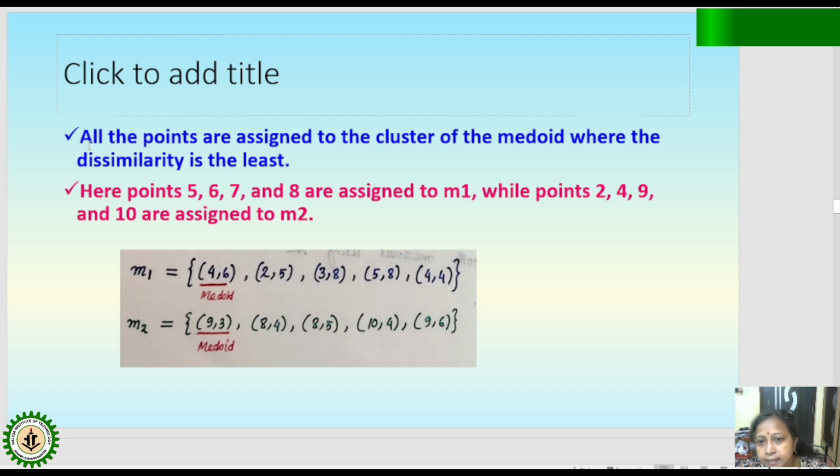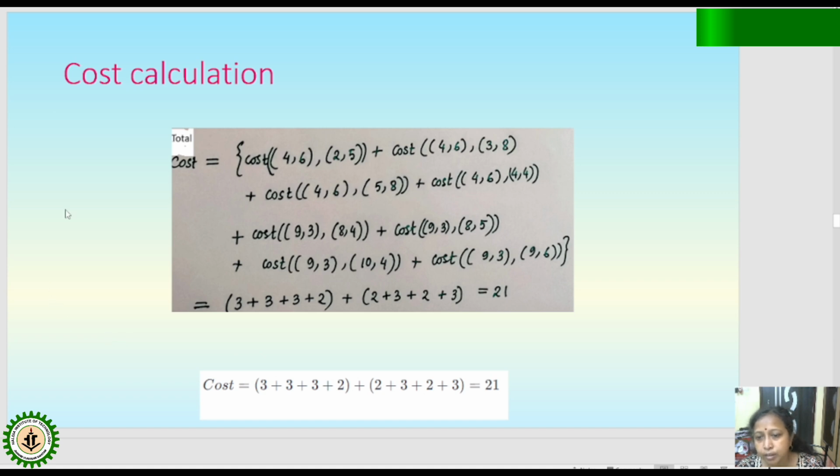All the points are assigned to the cluster of the medoid where the dissimilarity is the least. Here points 5, 7, 5, 6, 7 and 8 are assigned to the cluster M1, while points 2, 4, 9 and 10 are assigned to the cluster M2. I have shown here in the table, and here obviously all of you know 4, 6 and 9, 3 are the given medoids. Next, you have to calculate the cost.